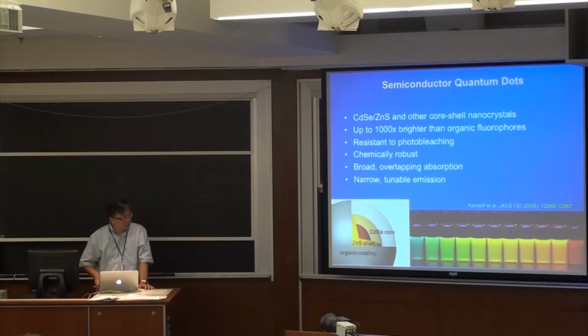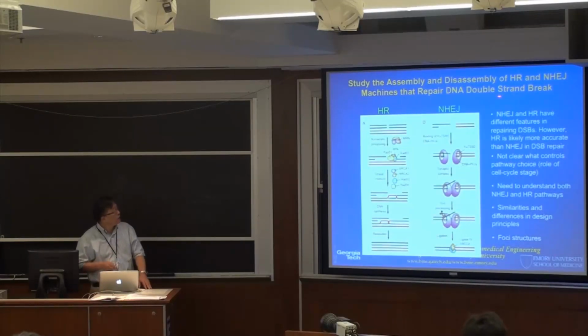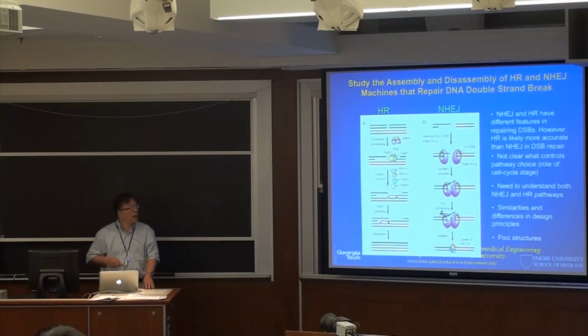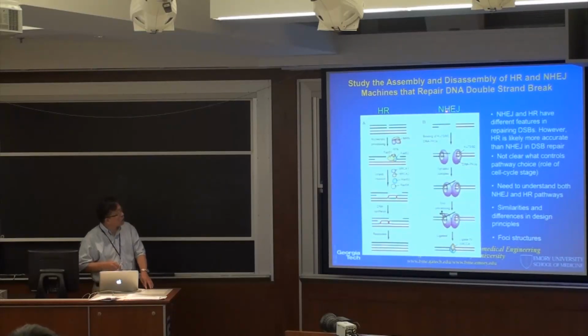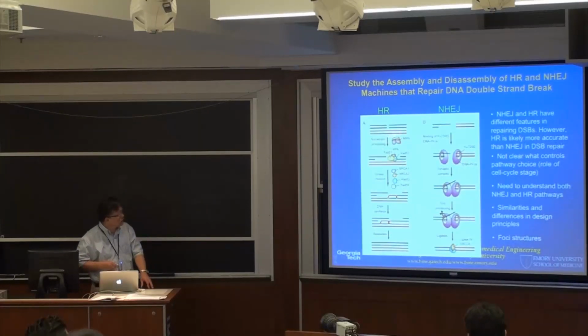Of course, over the last 10 years or so, a lot of labs have been using quantum dots for biological studies. One type of study we have been performing is to try to understand the assembly and disassembly of two major molecular machines that repair DNA double-strand breaks. One is called NHEJ, which is non-homologous end joining. The other is homologous recombination. Each pathway, or molecular machine, consists of different proteins that assemble at the break site.